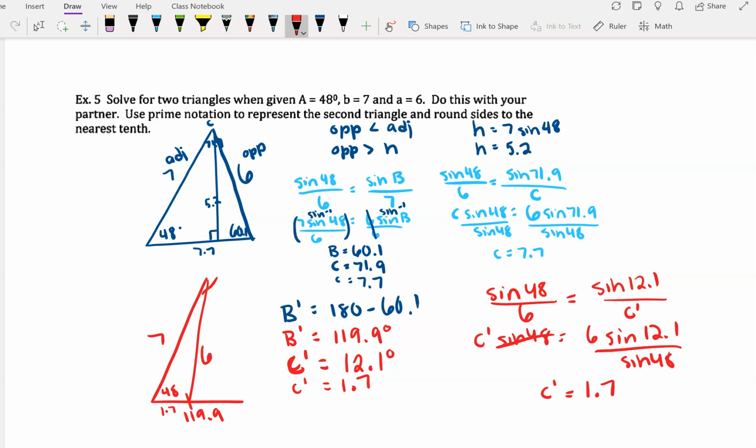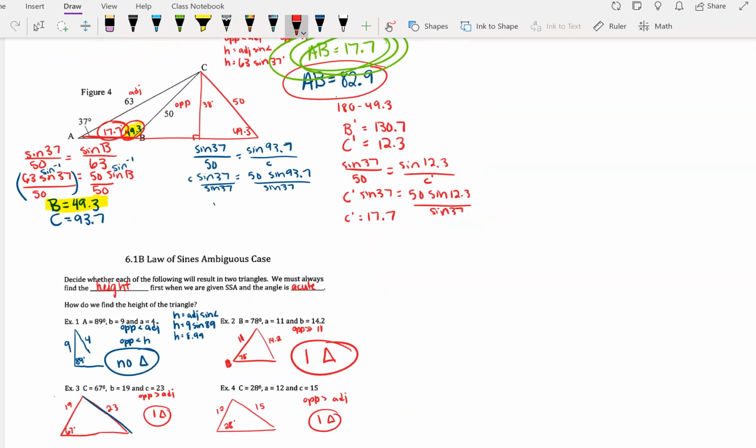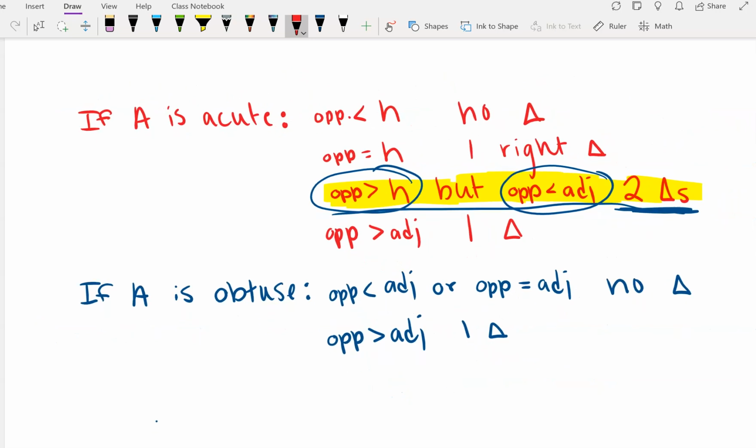Alright, I think that is it for today. So what you really want to focus on is understanding all of these different cases. And really, the main thing you need to know is when you're going to have two triangles. So memorize, if the opposite is greater than the height, but also less than the adjacent, you're going to have two triangles.